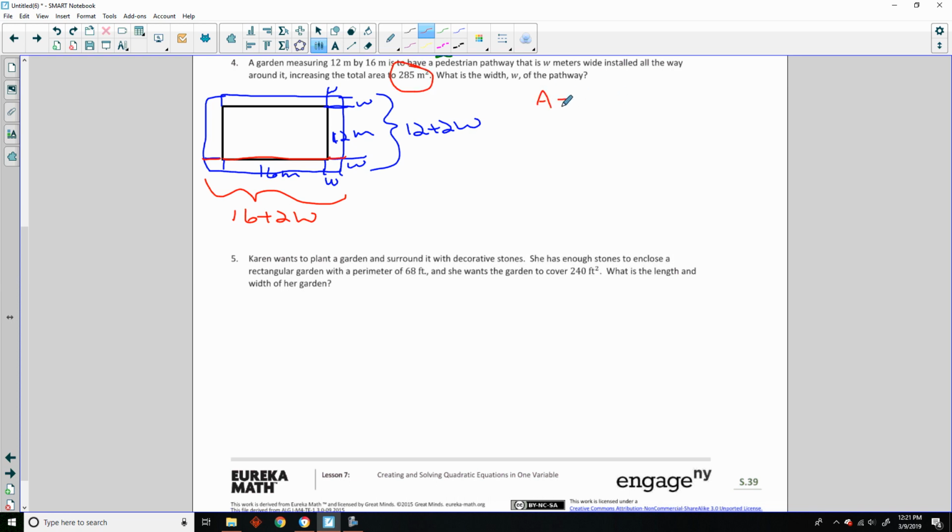So area equals length times width: 285 equals the length, 16 plus 2W. And let me change that. I like having my linear term in standard form, so I'm just going to reverse that. 2W plus 16 means the same thing. I just like that better. And then instead of 12 plus 2W, I'm going to put 2W plus 12.